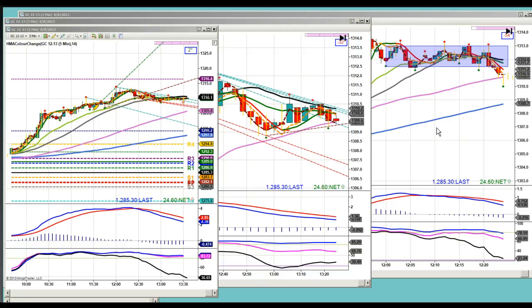Would you follow the 5-minute green fractal at 13:33.60? Are you talking about this green fractal here on the 5-minute chart?